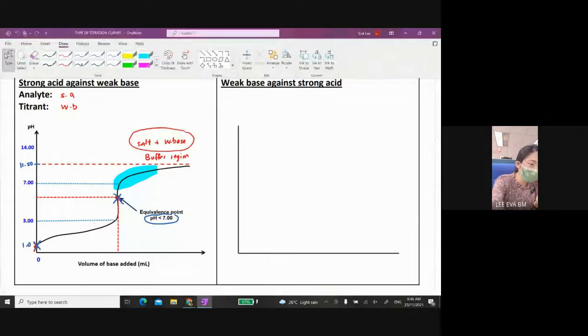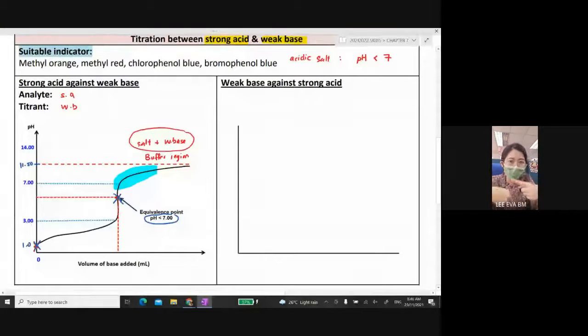And then let's look at the next example if we change the position. Okay, weak base against strong acid. So weak base is it analyte or titrant?